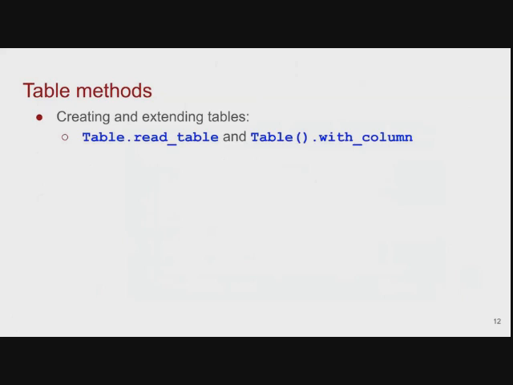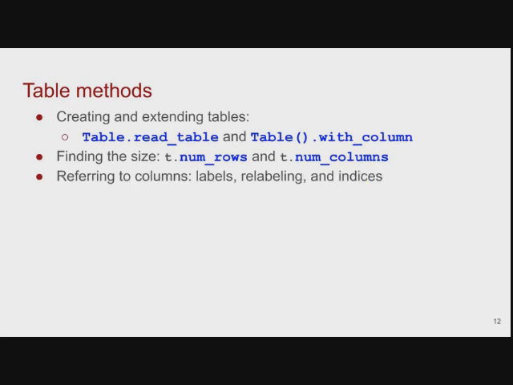So, creating and extending tables. Creating, you can read from our source. When we say extending, we're adding new columns, so that is the with column method that we have seen just now. And find the size of the table, which is really useful. Once you have the table name, we just use T to represent it. You can use num_rows or num_columns to get the size. Number of rows gives you the number of observations in the data set, and number of columns gives you the number of columns or attributes in this data set.